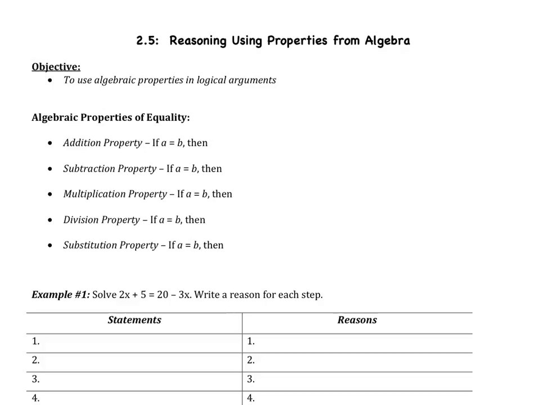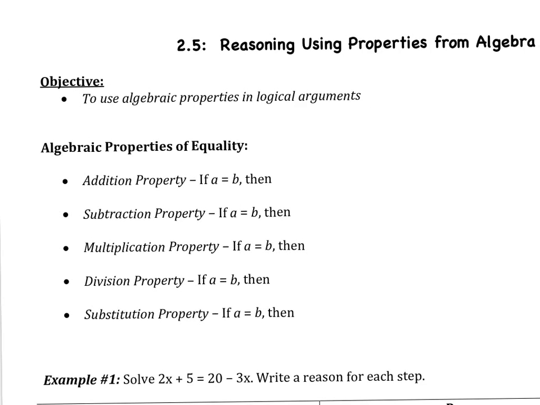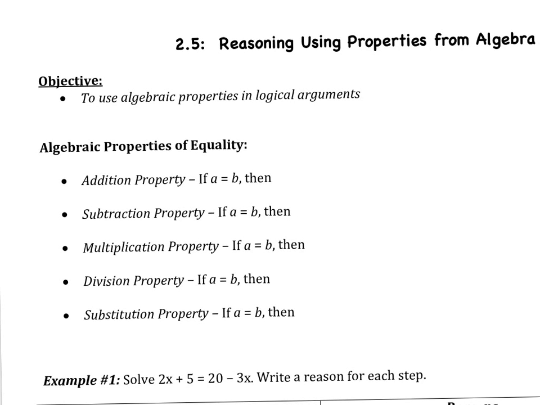This is something that we're going to continue in Chapters 3 and 4, but basically we're going to take a statement and we're going to try to prove something about that statement. So first thing that we need to talk about is we need to learn these algebraic properties of equality. I'm going to zoom in a little bit. Okay, so the first one is called the addition property.